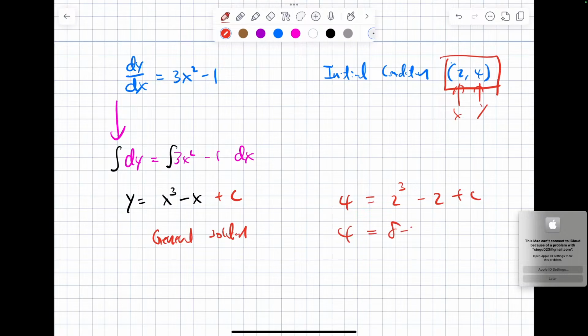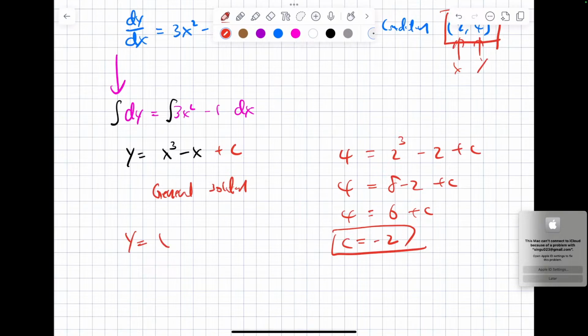4 equals 8 minus 2 plus c. 4 equals 6 plus c. c is equal to negative 2. And guess what? y equals x cubed minus x minus 2 is called a particular solution. This particular solution is based on the initial condition (2, 4). Because (2, 4) is a point, it must go through that point. The only way to get through that point is to find the value of c. You can try one.